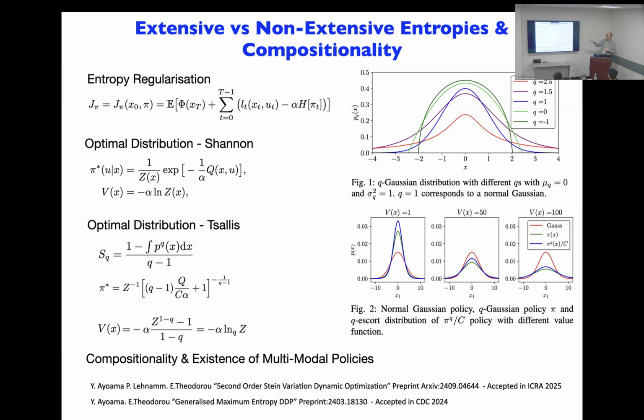For example, here in the second figure, if your value function is small, then the sampling distribution will become steep, but if the value function becomes large, then you're going to end up with a flat distribution. And that's a property that you can get once you regularize the optimal control problem, the planning problem, a decision-making problem, with a non-extensive entropy.